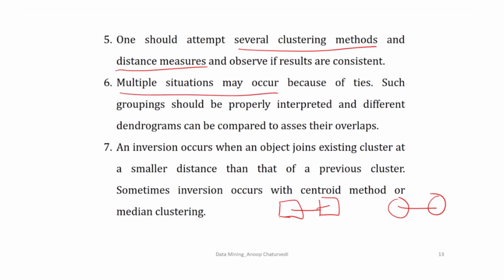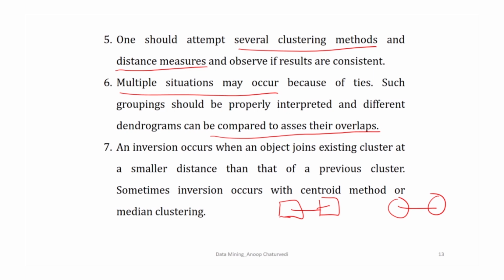So, such kind of groupings should be properly interpreted, and different dendrograms can be compared to assess their overlaps. So, in case of ties, one may get more than one dendrogram, and then one may compare how much different their dendrograms are.